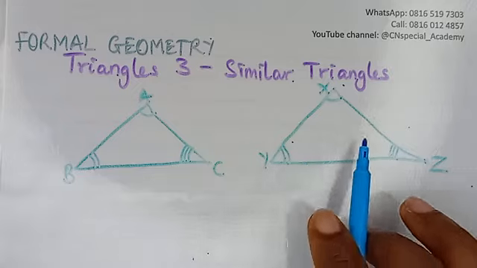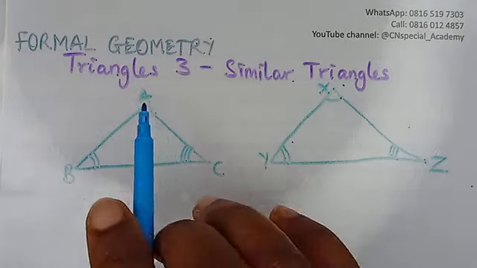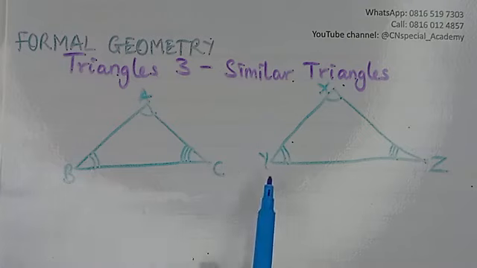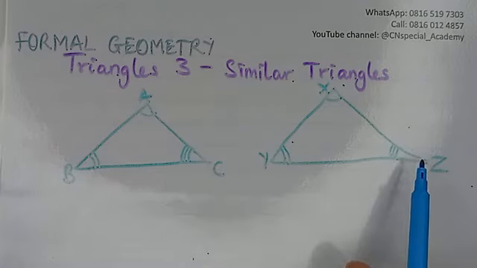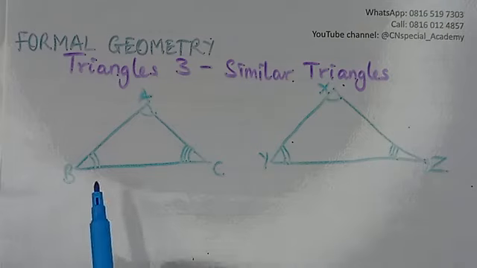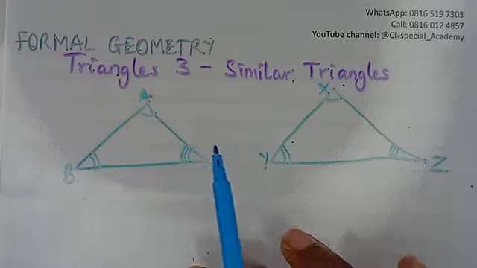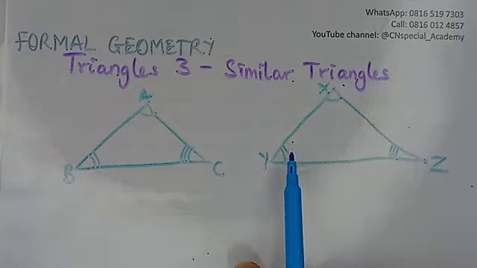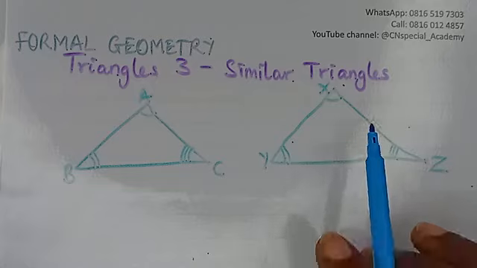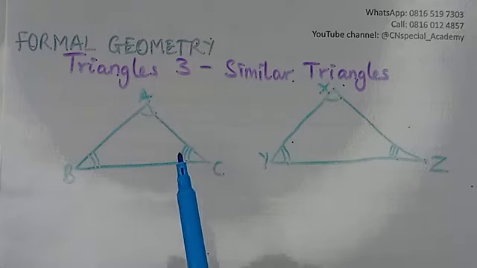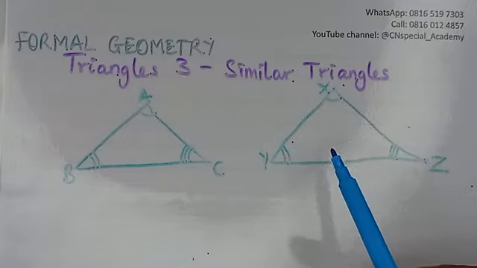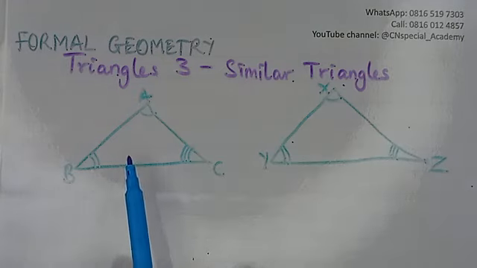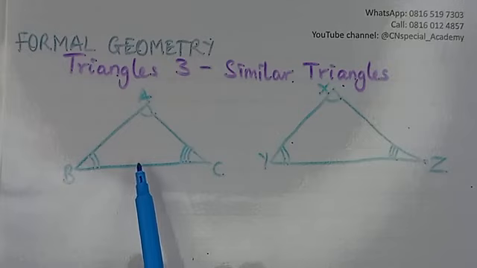When we look at these two triangles in this diagram, we can see that angle A is equal to angle X, angle B is equal to angle Y, and angle C is equal to angle Z. So we can say that these two triangles are similar triangles. Obviously, when you look at the diagram, the sides of this one are bigger than this one, but provided they have their angles equal, we say they are equiangular. That is, this one is an enlargement of this particular triangle.